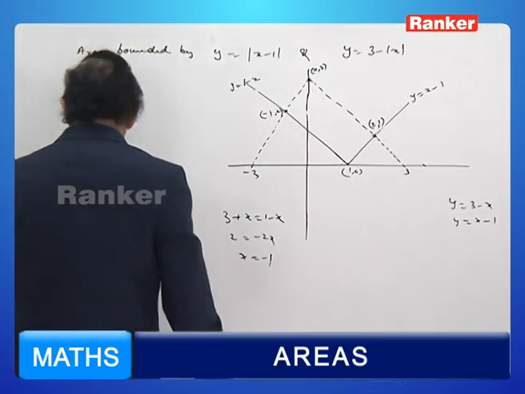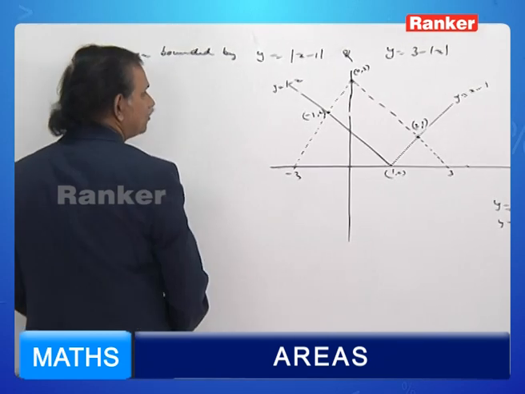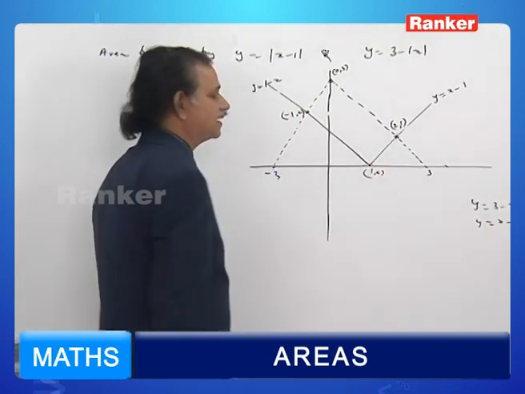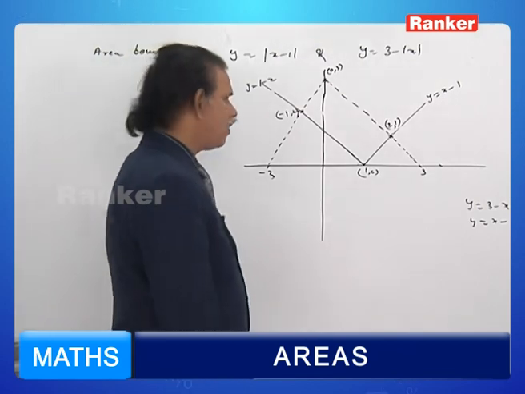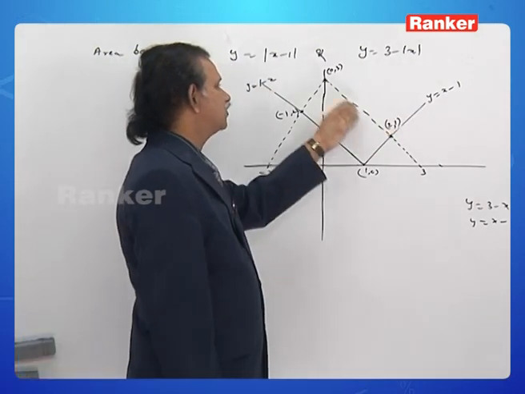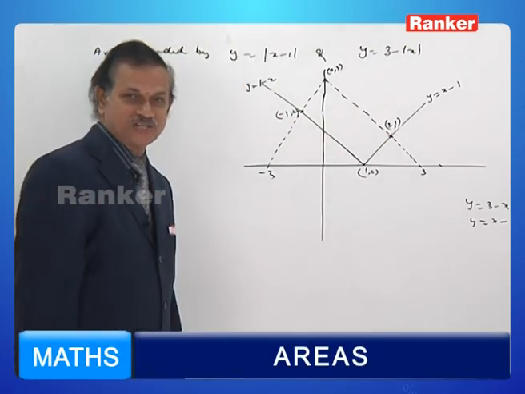Well done. All the 4 points have been obtained. You can observe one thing. These two are perpendicular. These two are perpendicular. Hence, it is surely a rectangle. How are they perpendicular? Slope is 1, slope is minus 1. Here also slope is 1, slope is minus 1. They are perpendicular. Hence, they form a rectangle.